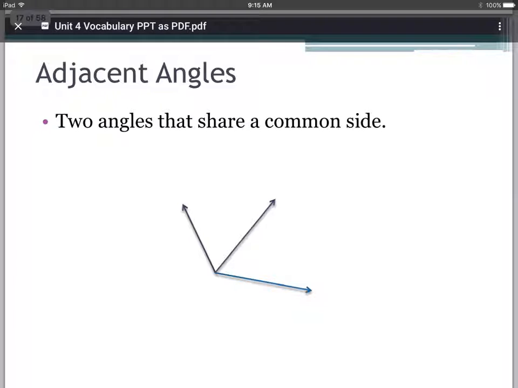Now this next word I have to stress to you has nothing to do with equality. Two angles that share a common side are called adjacent. So this angle and this angle share this middle side. That makes them adjacent. It doesn't mean they're equal. It tells you nothing else other than they are next to each other. So adjacent is another way to say angles that are next to each other and share a common side.